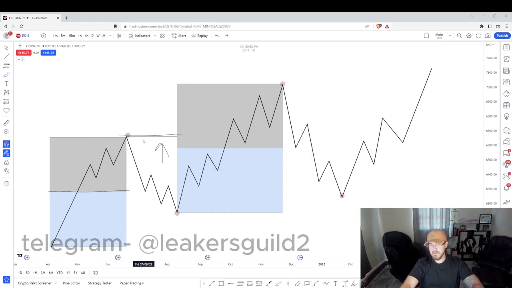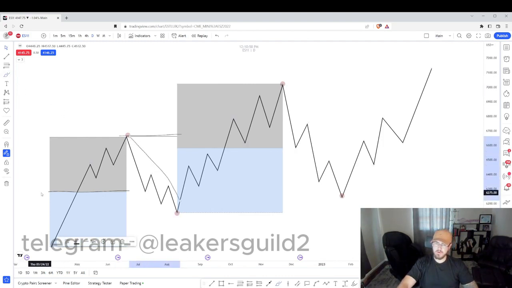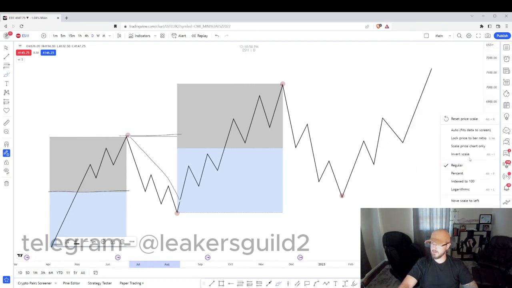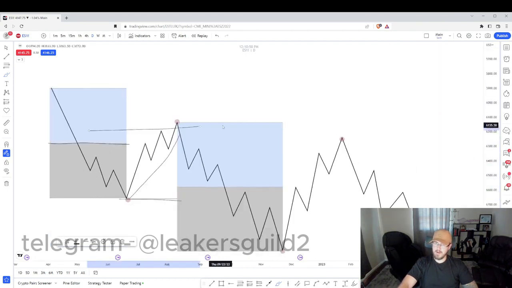So whenever we're looking at retracements, which is when we're coming back down to our discount, or if you're bearish, you're going to be going back up to a premium.